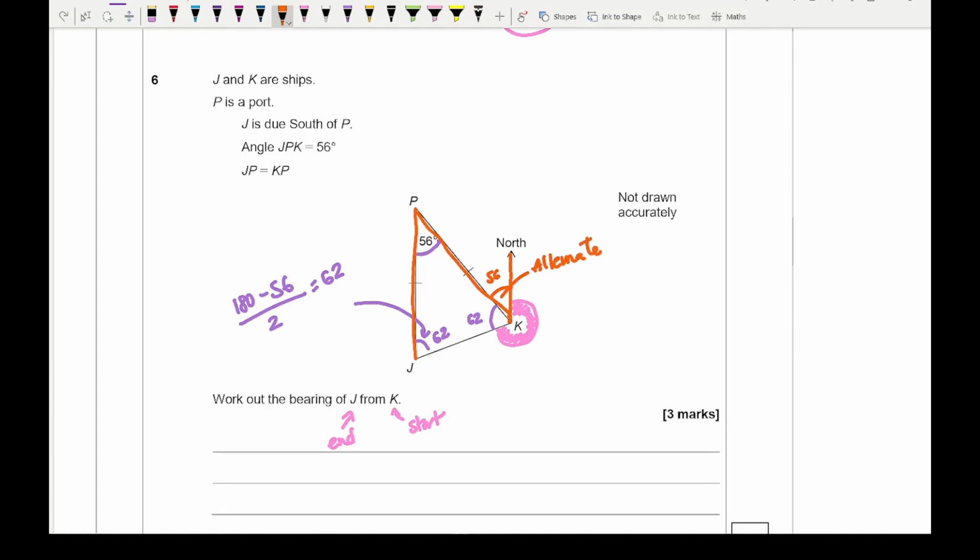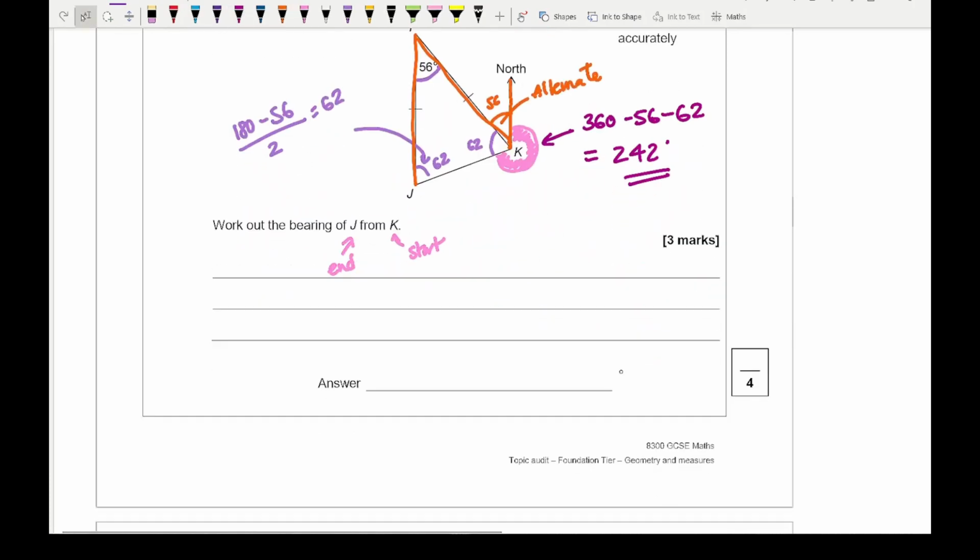So what I can then do is work out the pink angle. To work out the pink angle, all I've got to do is 360 minus 56 minus 62, and that's going to give me an answer of 242 degrees. So I just have to check, is that a 3-digit number? Are we going from north? Well, yes we are. So the answer then is 242 degrees.